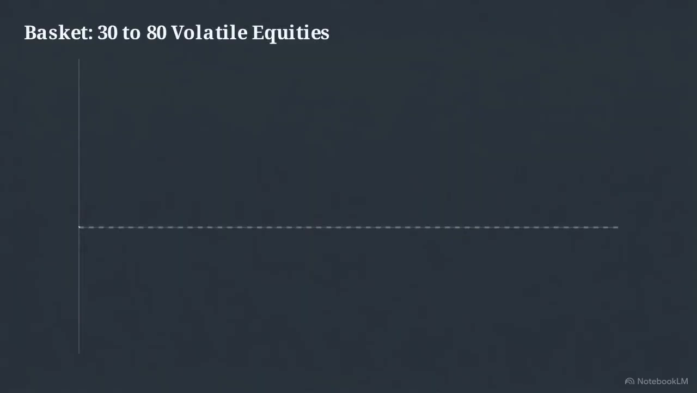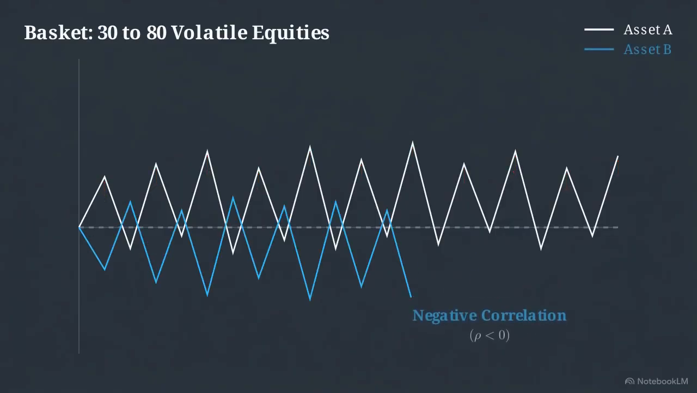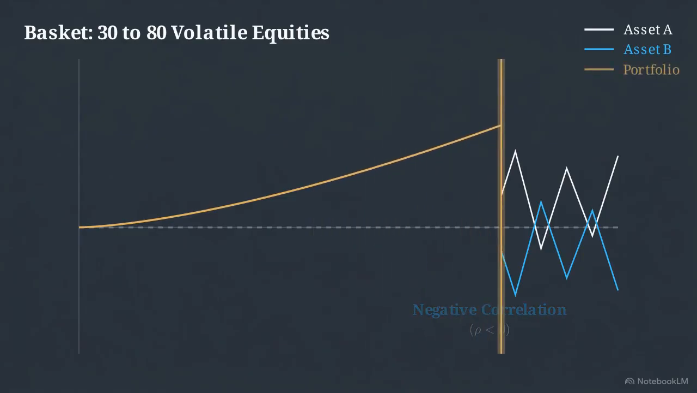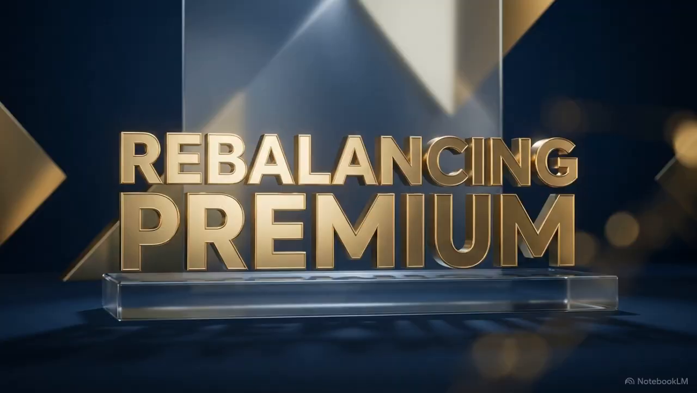Maintaining a broad basket of 30 to 80 volatile stocks activates a secondary source of growth, the rebalancing premium. High volatility assets naturally suffer from volatility drag, a mathematical penalty where high variance eats into long-term compounding returns. By periodically rebalancing between negatively correlated assets, you slash that portfolio-level variance, transforming that lost energy into an annualized compounding bonus of 2 to 4%.